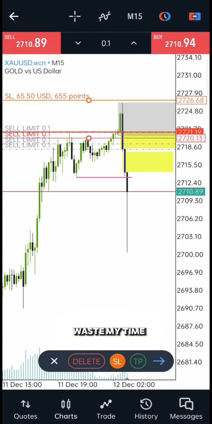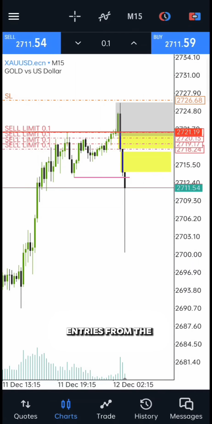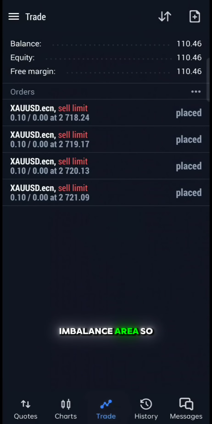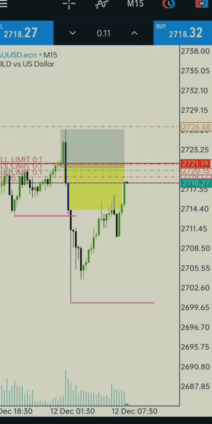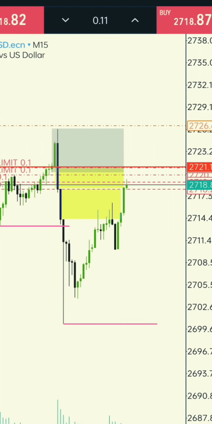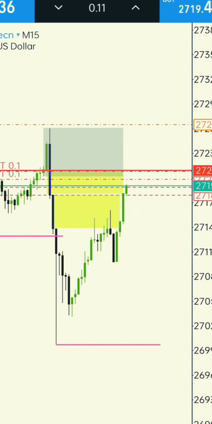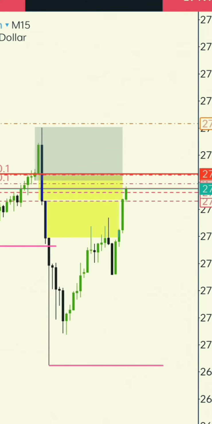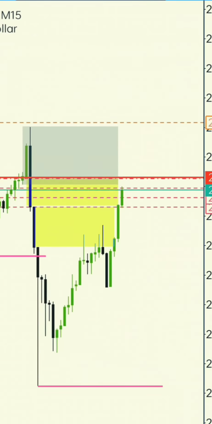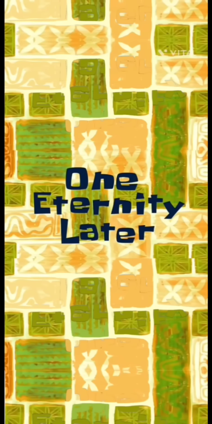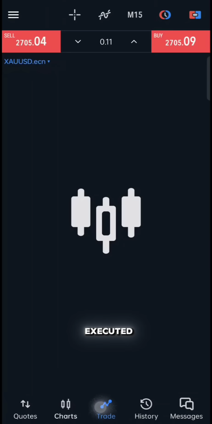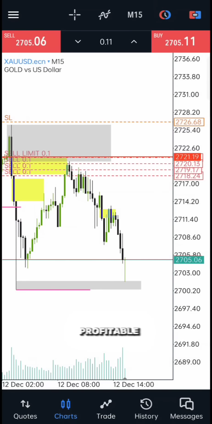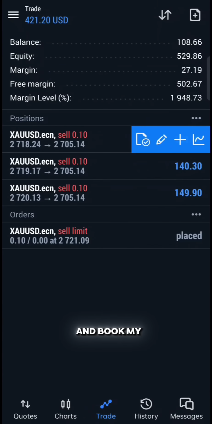So I didn't waste my time and placed all of my sell entries from the extreme imbalance area. So see what happens next. One eternity later. Guys, as you can see, 3 out of 4 pending orders have been executed, and all of my positions are profitable, so I'll close all of them and book my profits.